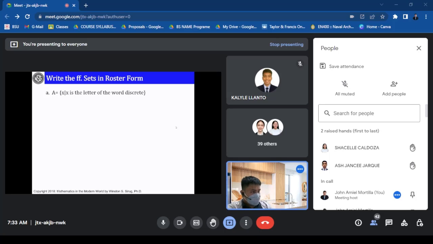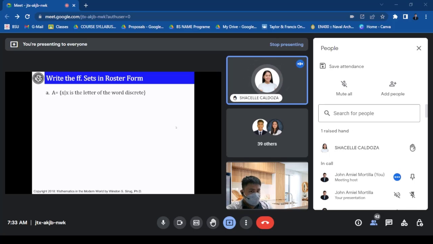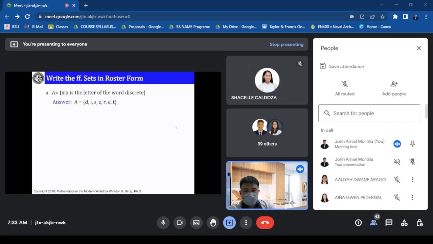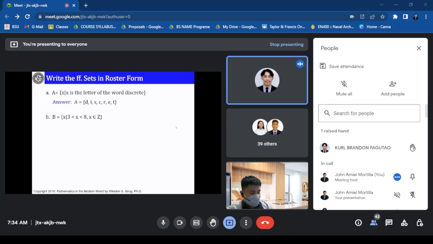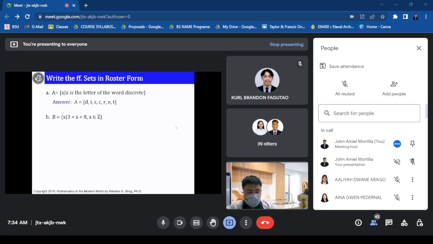Okay, Shaisel. The letters D, I, S, C, R, E, T. Okay, so the answer is D-I-S-C-R-E-T. So next, B. Yes, Curl. B is equals to 4, 5, 6, 7. Okay, so the answer is 4, 5, 6, 7.